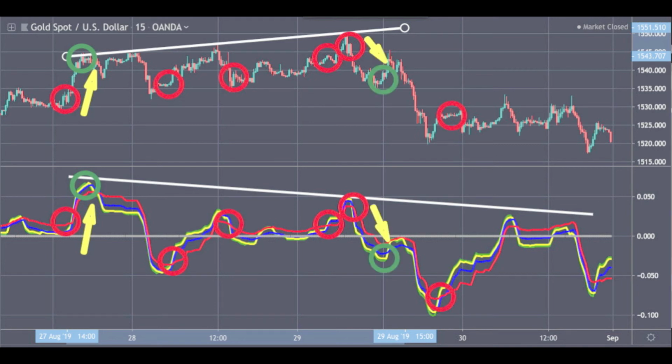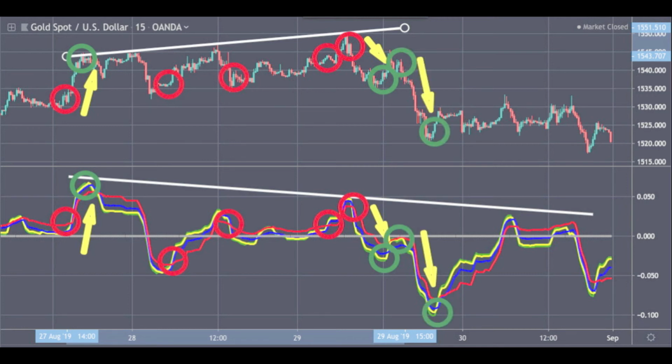Then, just before the big drop on the 29th, we could have used this as our initial short entry. Then, after the big drop on the 29th, our first short position could have been exited when we had a momentum reversal, as shown by the green circles. Then, we could have re-entered this again on the middle green circle and exited it on the green circle on the far right.